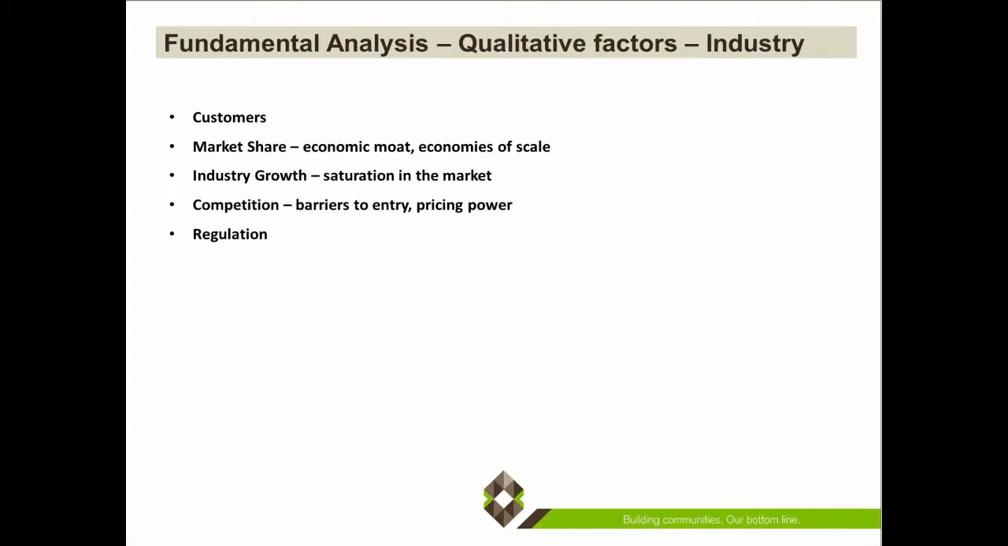And then regulation. Would there be any changes in legislation or regulation that could potentially impact on an industry and make it less secure, or turn it around so that it could actually benefit that industry? If you're looking at carbon taxes, manufacturing companies that produce high carbon emissions could be impacted severely if that regulation should go through and be implemented, and that could affect the earnings of industry and companies.